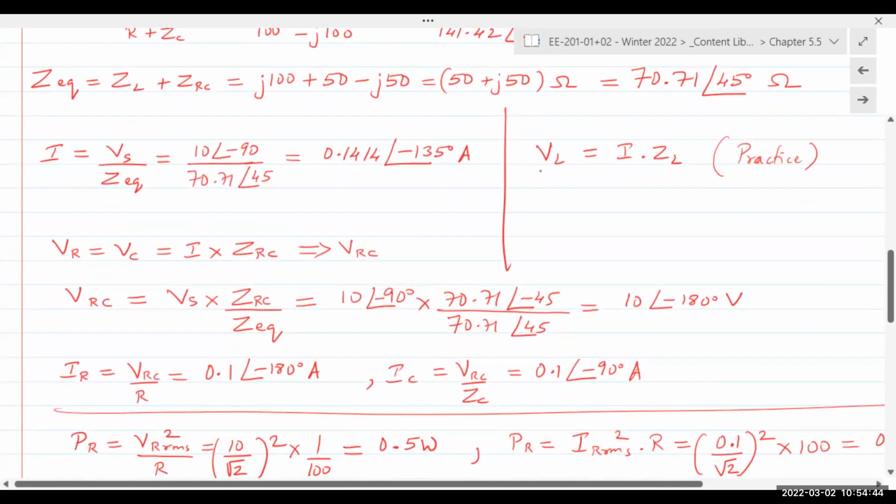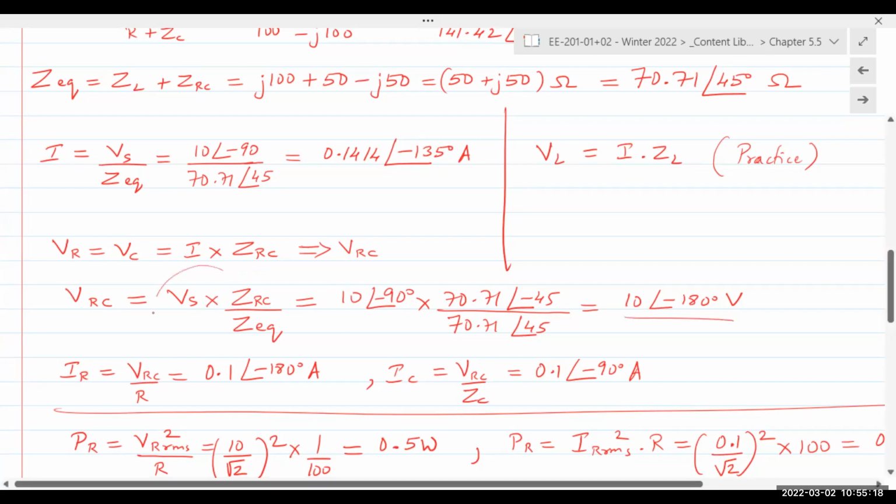Find the voltage across the inductor. You can do that easily by applying Ohm's law, I times ZL. Can apply Ohm's law and find VR or VC. VR or VC, they're both the same, if your resistor does not have any phase angle, so you can find VRC just by multiplying I with ZRC.